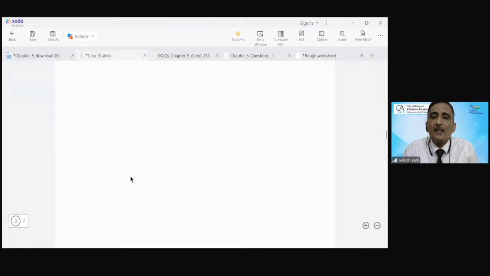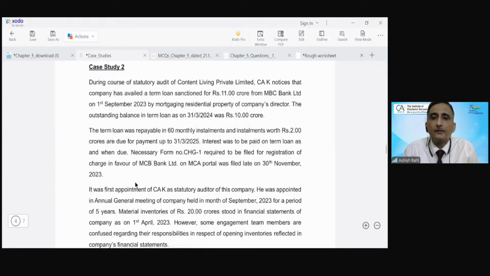Yes. Now we come to case study 2. Yes, are you ready, guys? Are you still charged up, guys? Or you are getting tired? So we have to do MCQs and descriptive type questions today also. Yes. So first we read the case study.